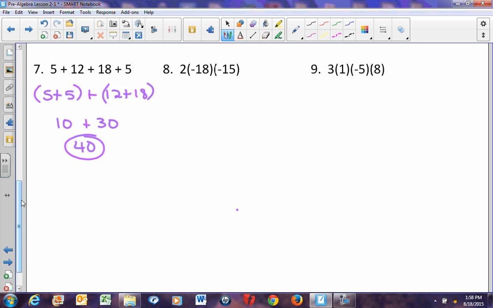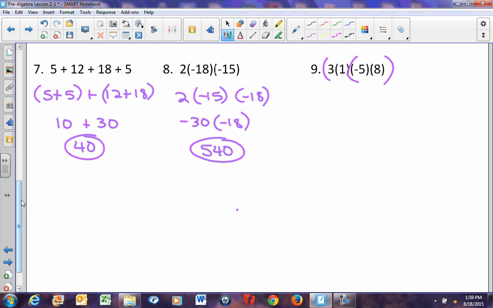If I look at this next one, I'm going to associate 2 and negative 15, and then multiply it by negative 18. Because 2 times negative 15 is negative 30, times negative 18. So then I only have to multiply 18 times 3, and 18 times 3 is 54, and add a 0, so this becomes 540, and it's positive because I have 2 negative signs. But here, I'm going to group these two and group these two, so I'm going to have 3 times negative 40. 4 times 3 is 12, so this makes this negative 120. You can use your properties of numbers, if you know your properties of numbers, to make your computations much easier.